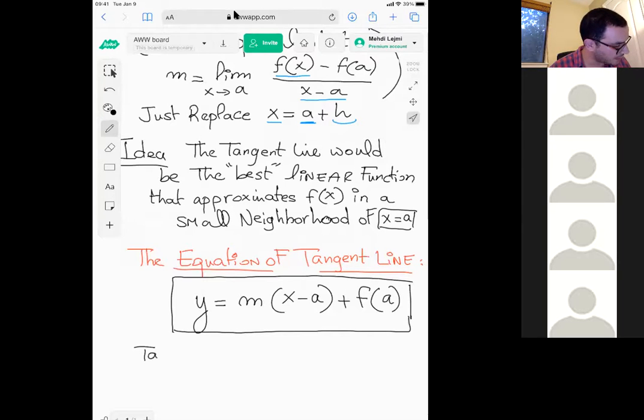So this is the tangent line to f of x at x equal to a, right? Okay, so that's the definition. So let's have a couple of examples.